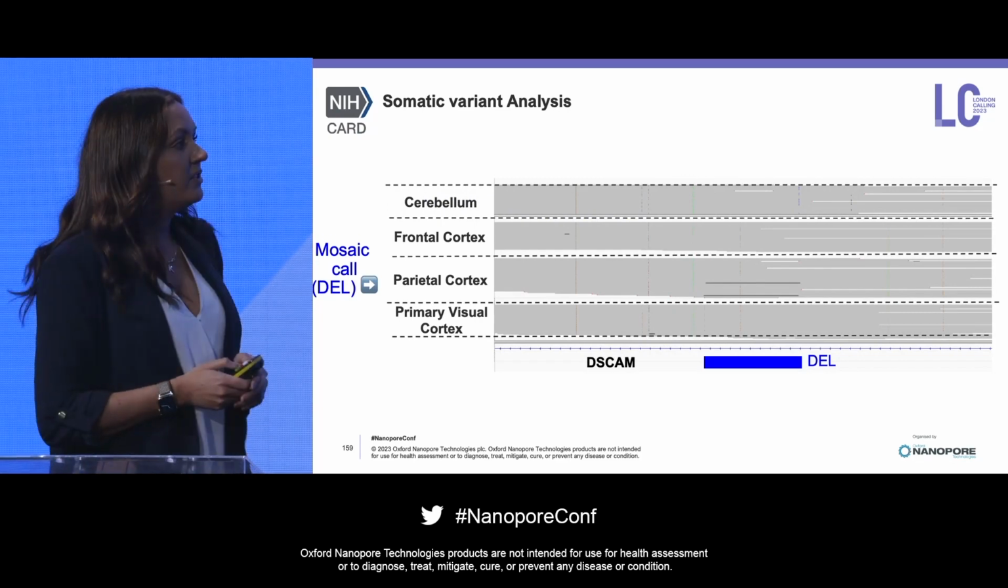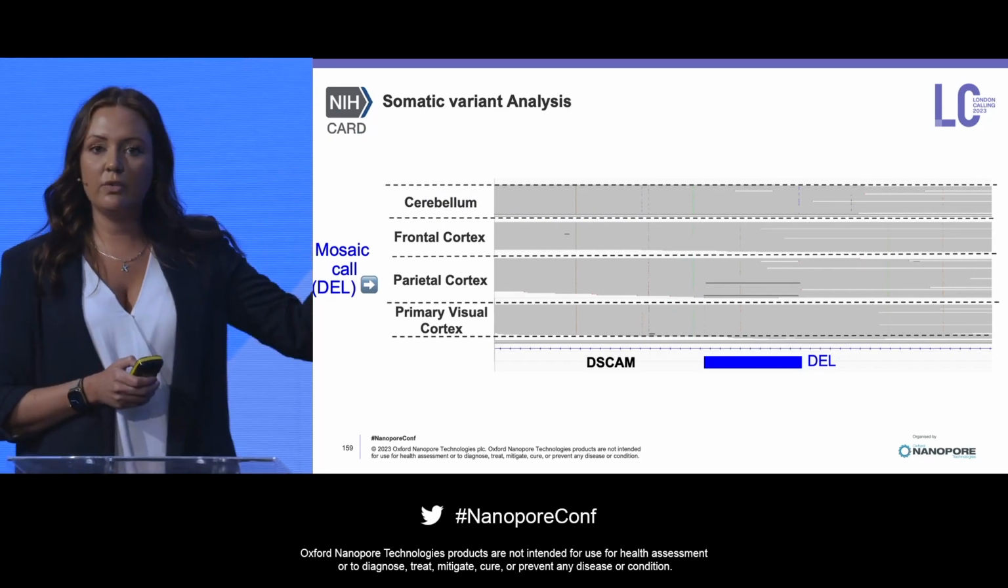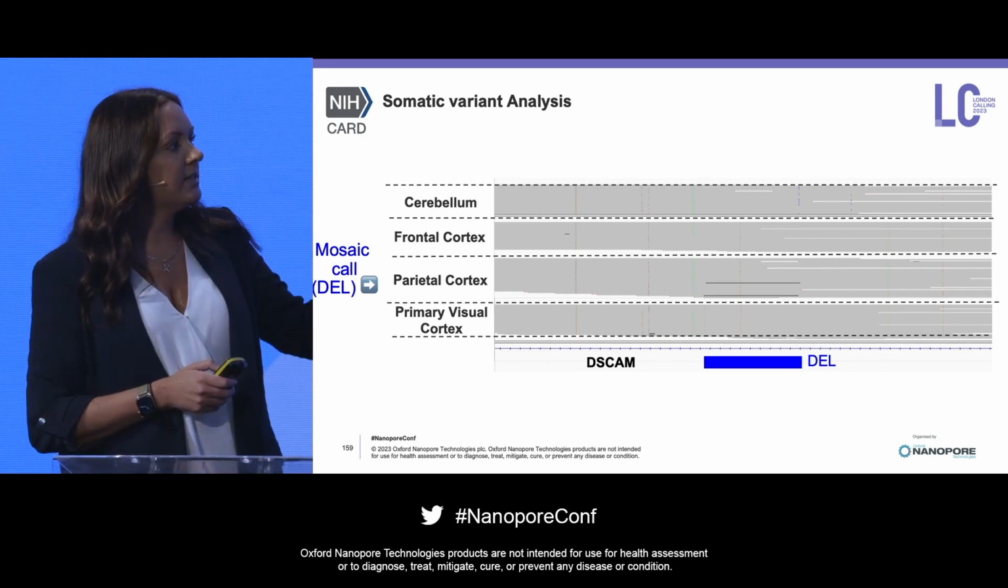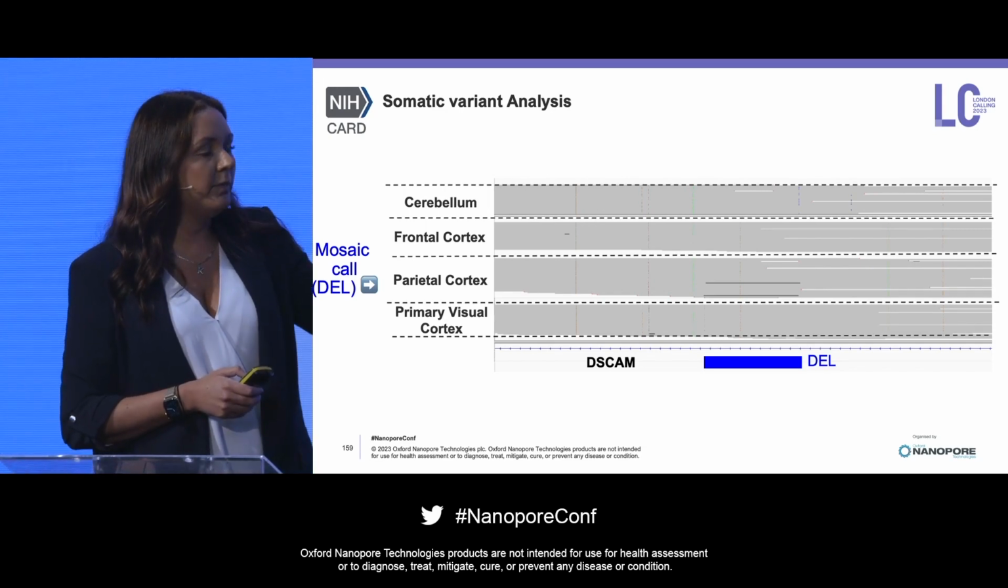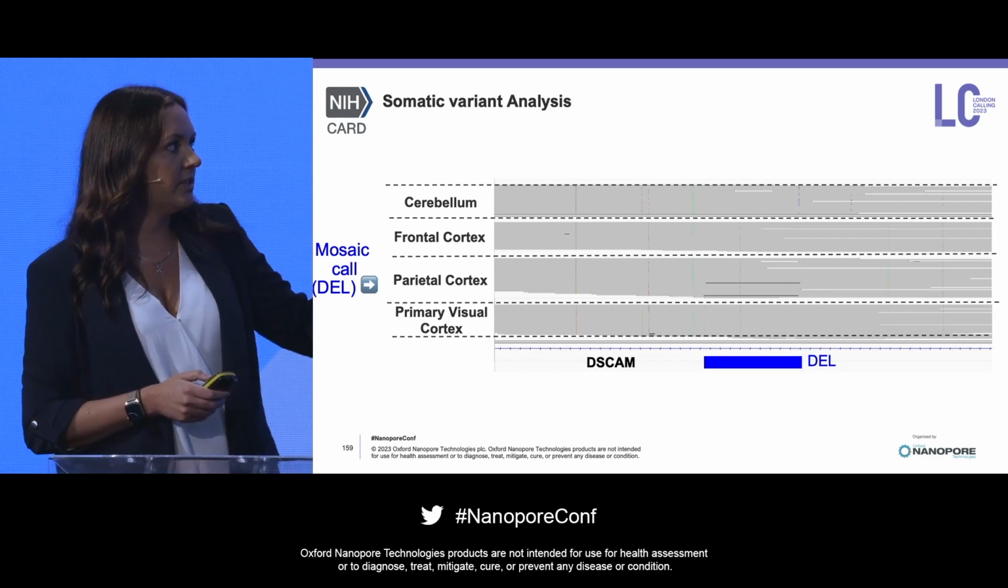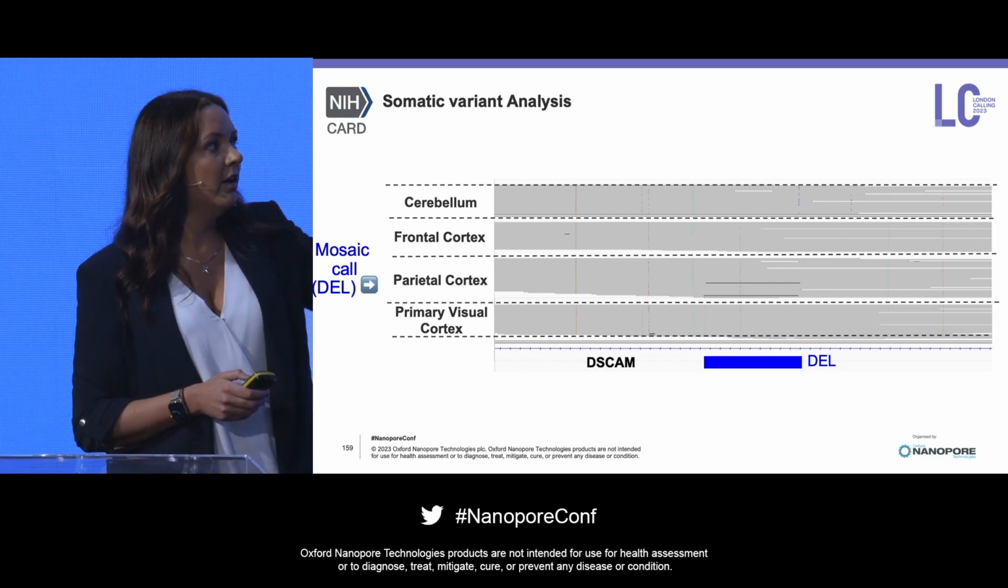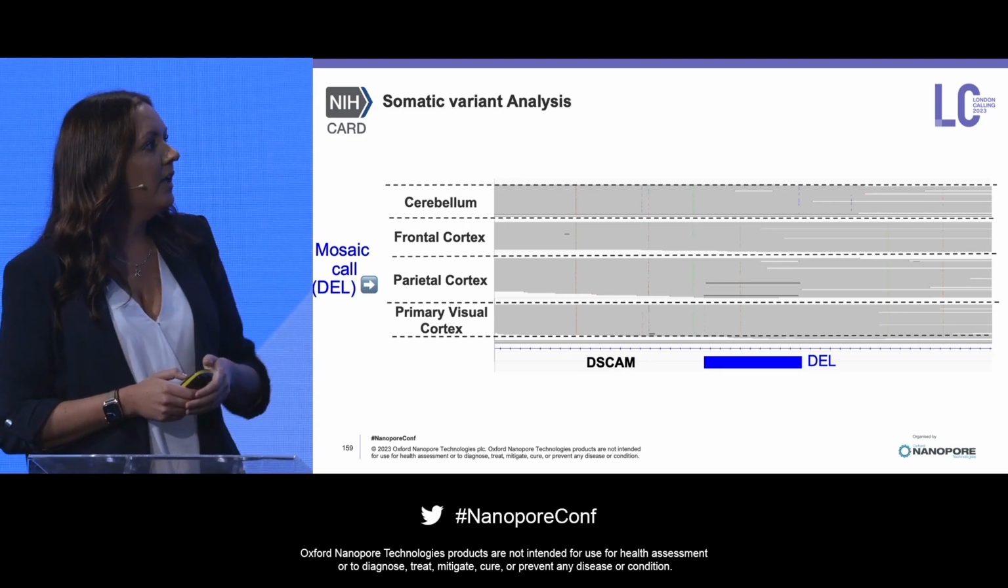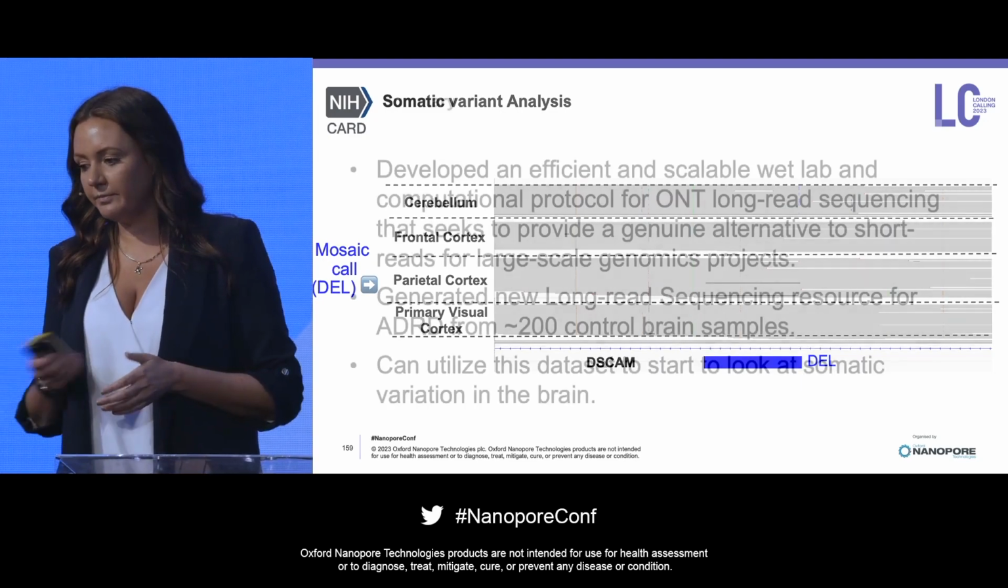So finally, this is just an example of where we've got the 4 different brain regions, we've run Sniffles in the mosaic mode, and we've been able to successfully detect a low frequency variant just in one of the regions. And you can see here, we've got a 500 base pair deletion that is in the parietal cortex.